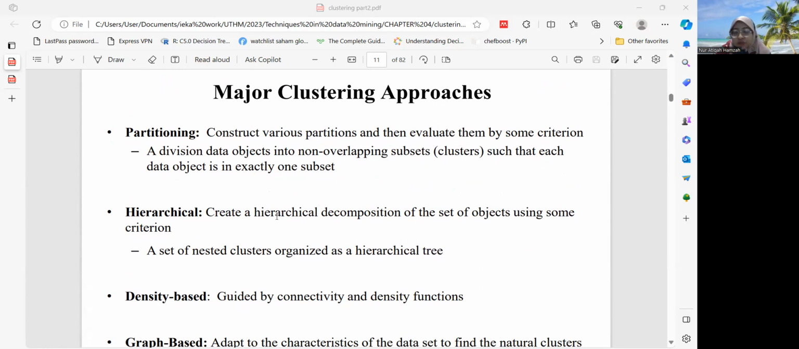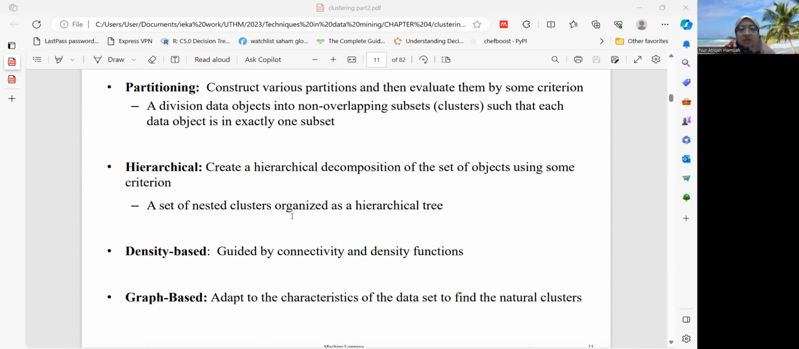Major clustering approaches. If you remember, we have seen K-means, the most popular among the many clustering methods. K-means applies the partitioning method. Partitioning constructs various partitions and then evaluates them by some criterion: a division of data objects into non-overlapping subsets, or clusters, such that each data object is in exactly one subset. Hierarchical creates a hierarchical decomposition of the set of objects using some criterion: a set of nested clusters organized as a hierarchical tree. Then we have density based, and graph based. Density based is guided by connectivity and density function, while graph based adapts to the characteristics of the data set to find the natural clusters.